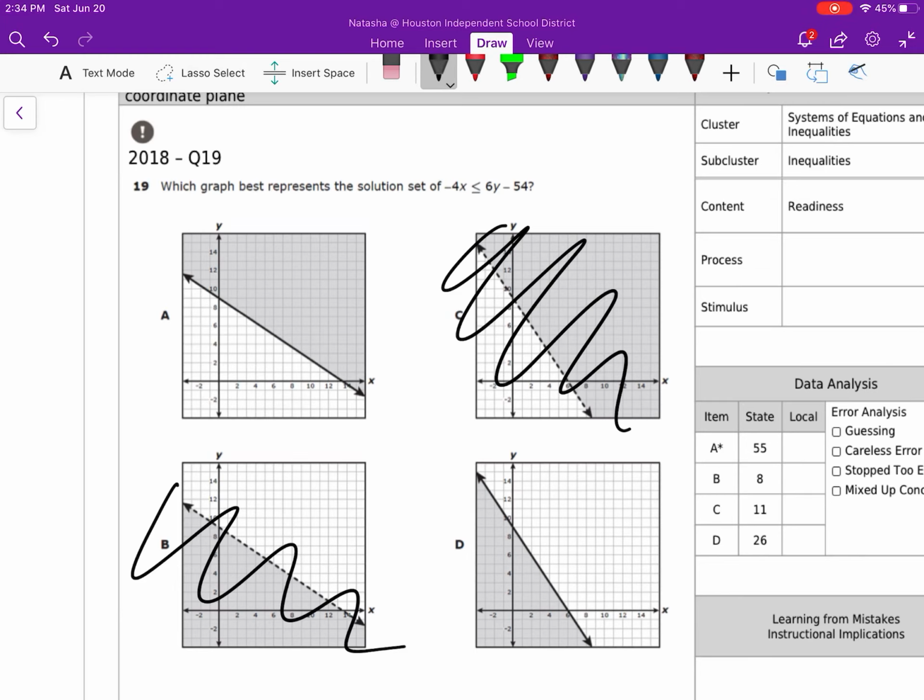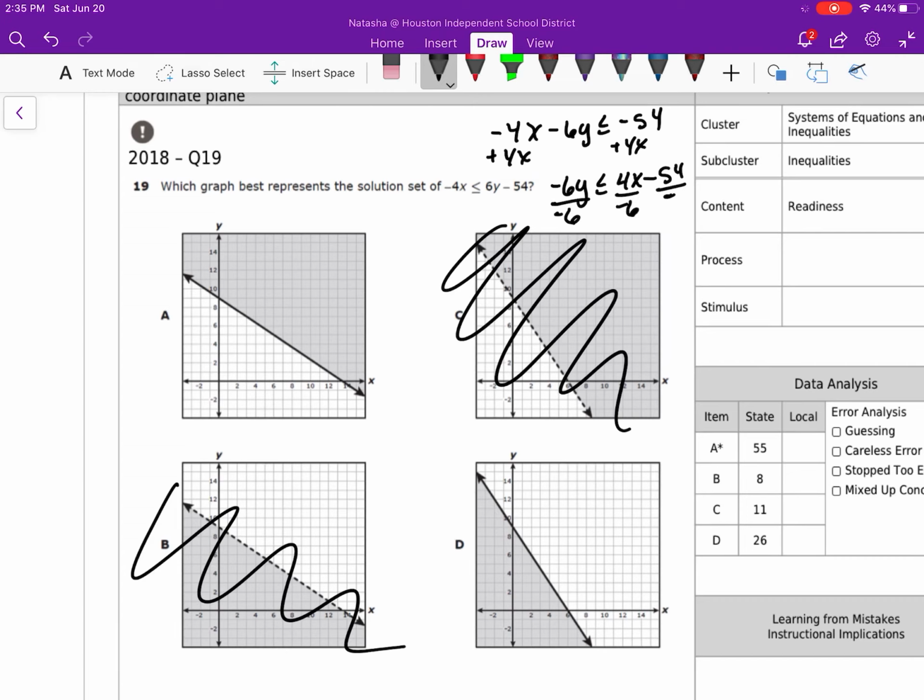Let's see, our graphs are a little bit different. So I need to solve for y. I need to move the 6y over, so this is going to become negative 4x minus 6y less than or equal to negative 54. I'm going to move the 4x over, so this becomes negative 6y less than or equal to 4x minus 54.